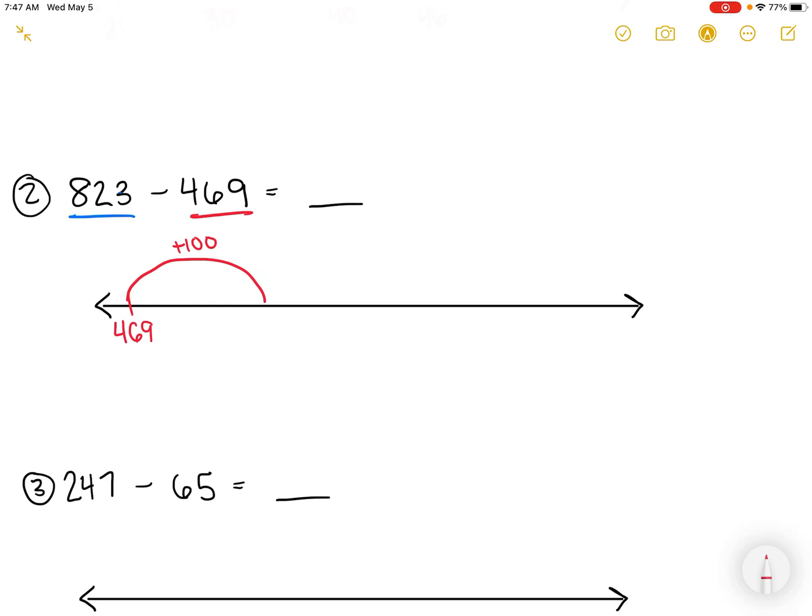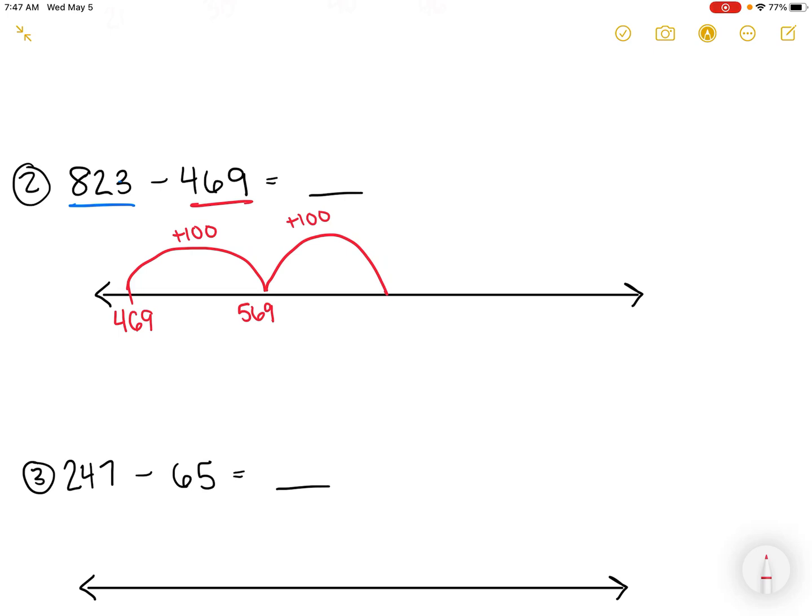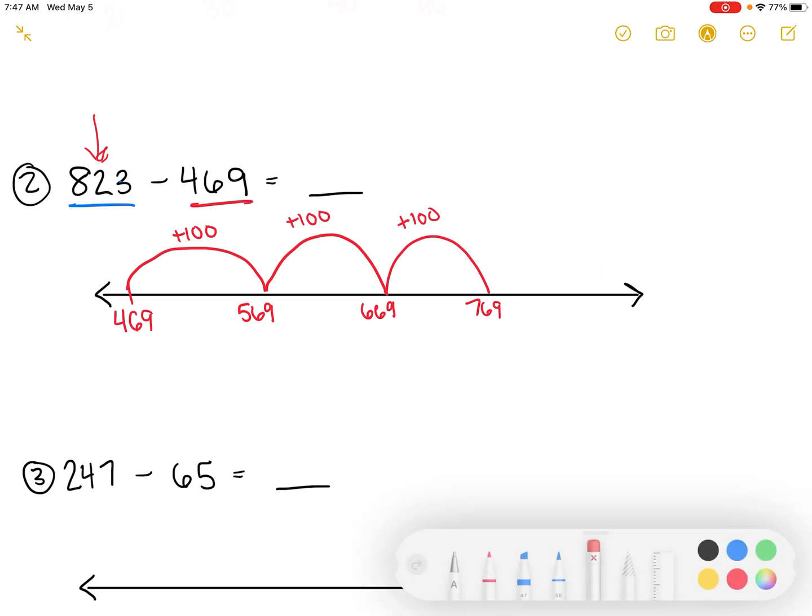So 100 plus 469 is 569. Then I'm going to do another 100, because I need to get to the 800s, so another 100 would be 669, and I'm going to do another 100 to get to 769. Now, I have to get to 823. If I did another 100 jump, I would get to 869. Now, 869 is way too large for our numbers, so I know I cannot jump another 100. So I need to make some smaller jumps now.